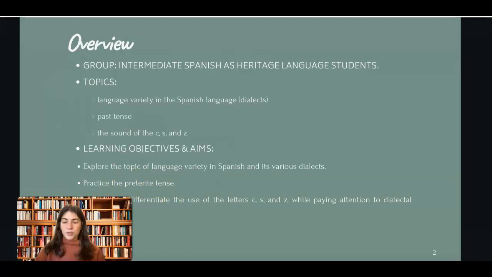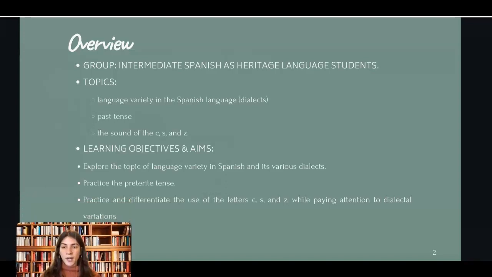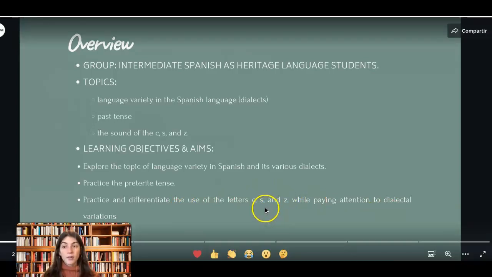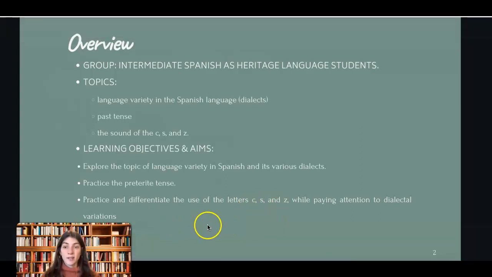while also paying attention to language variety, and practice and differentiate the use of the letters C, S, and Z while paying attention to dialectal variations, because these letters have orthographical differences as well as dialectal differences in the way of pronouncing them.